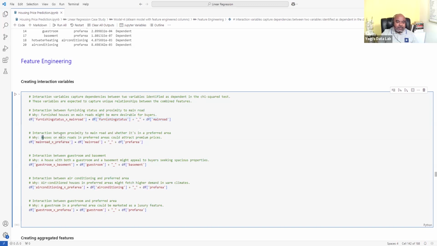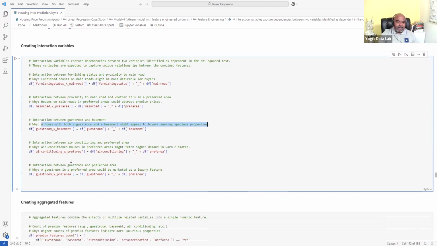Then the other is houses with main roads in preferred areas could attract premium prices. A house with both a guest room and a basement might appeal to buyers seeking spacious properties. Air-conditioned houses in preferred areas might fetch higher demand in warm climates, and a guest room in a preferred area could be marked as a luxury feature. So we have just attached two variables together, marking them as interaction variables.